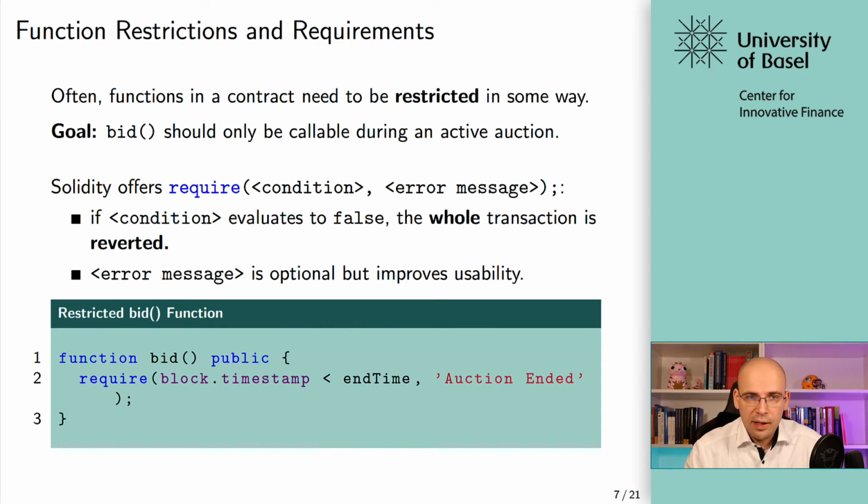So let's restrict the bid function. Here we have the bid function. So bid is a public function, and we simply require that the block.timestamp must be smaller than the end time, and the error message is "auction ended". Okay, so basically indicating that you cannot use the bid function anymore because the auction has already reached its end time, so it concluded already.